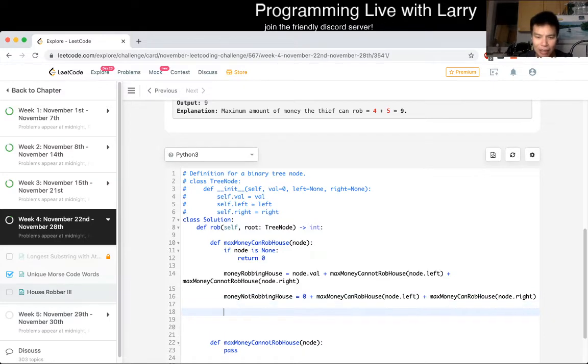Right, and then now given these two functions, and obviously I write it in a way that, like, adds 0. I know that adding 0 doesn't change anything, but I just want to be explicit. Now we just have to return the max of these two numbers, right? Money robbing the house, and then money not robbing the house.